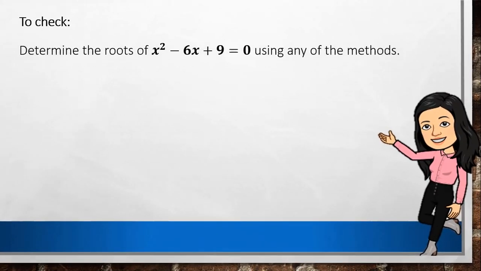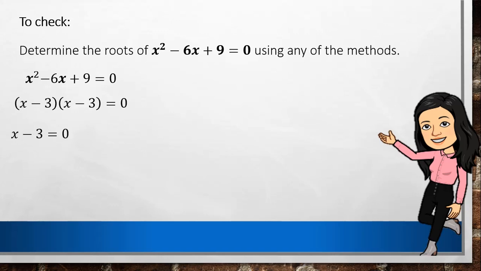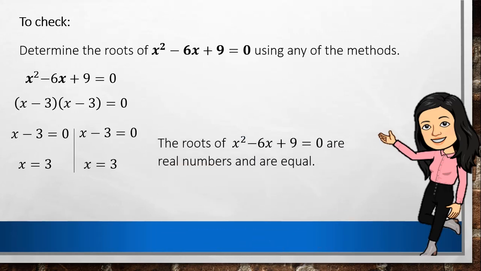So to check, determine the roots of x squared minus 6x plus 9 equals 0 using any of the methods. So let us use factoring. So the factors are x minus 3 and x minus 3. Equate to 0. So x minus 3 equals 0. And then x minus 3 equals 0. And then solve for the value of x. So x is equal to 3. And then another x is equal to 3. So based dito sa nakuha nating roots, ang roots niya ay parehong 3. So which is real number and equal.